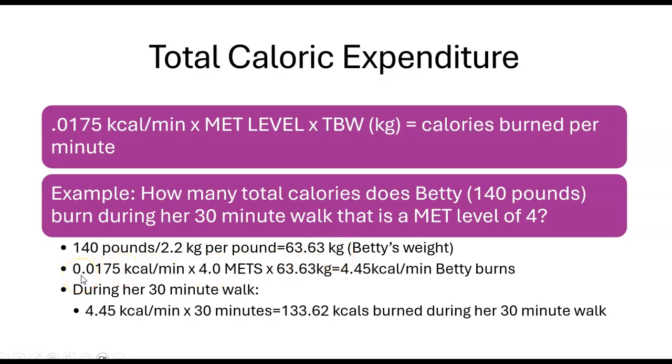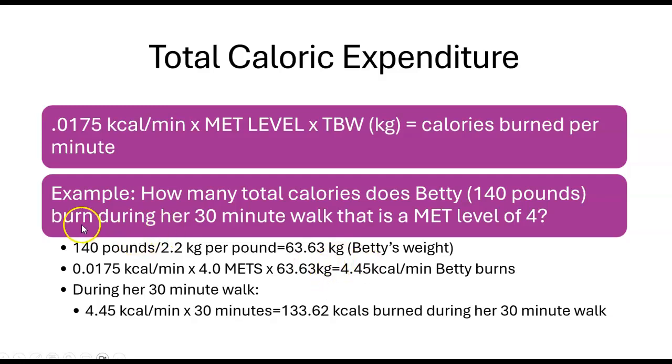Next, we're going to just plug in the numbers that we have into that equation. So 0.0175 times her MET level, which we know is 4, times her total body weight in kilograms, which we said was 63.63. So here is our equation with the numbers plugged in. After just putting that into a calculator, you will get 4.45 kcals a minute. So we know every minute that Betty is exercising at a MET level of 4, she is burning 4.45 kcals. Okay?